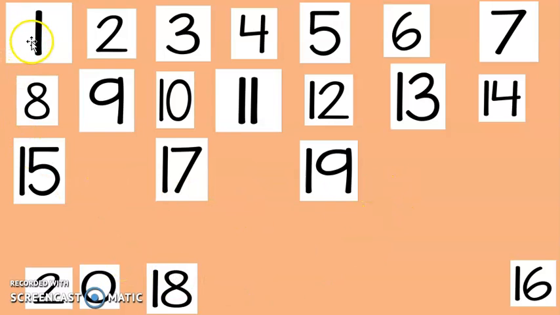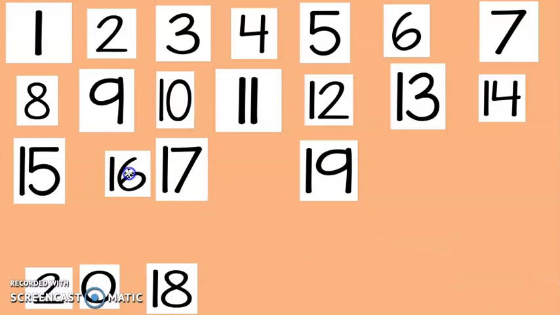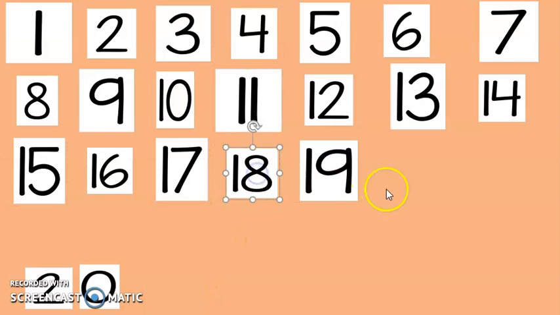Let's count. 1, 2, 3, 4, 5, 6, 7, 8, 9, 10, 11, 12, 13, 14, 15. What number? Good job. 16. So Mr. Begay is going to put 16 there. Now our number chart's coming together. Let's count again. 1, 2, 3, 4, 5, 6, 7, 8, 9, 10, 11, 12, 13, 14, 15, 16, 17. What number? 18. Good job. So Mr. Begay is going to put 18 there.